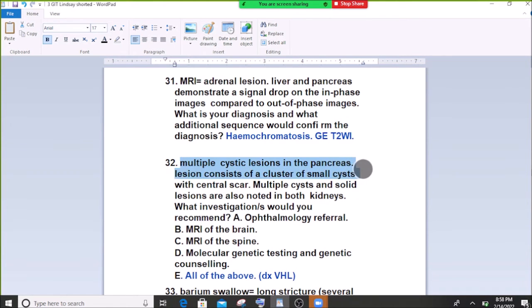Question number 32. Multiple cystic lesions in the pancreas. The lesion consists of a cluster of small cysts with a central scar. Multiple cysts and solid lesions are also noted in both kidneys. What investigation would you recommend next?